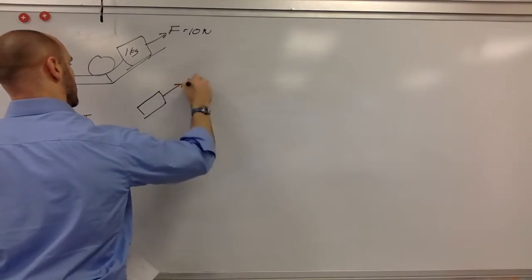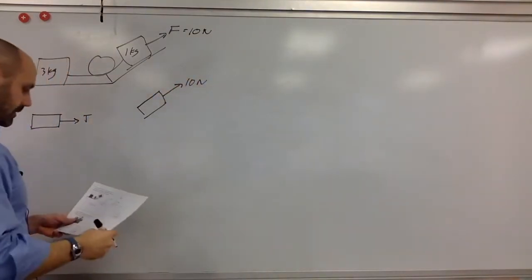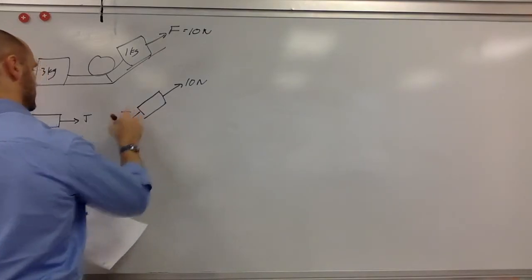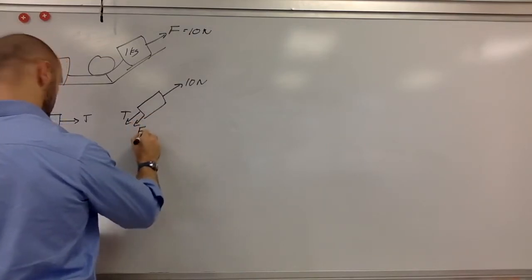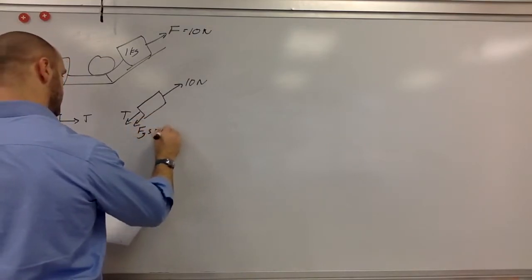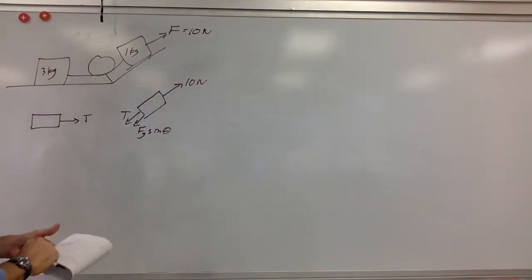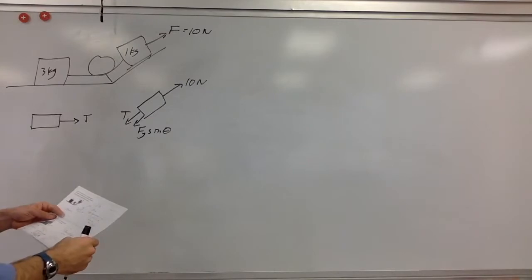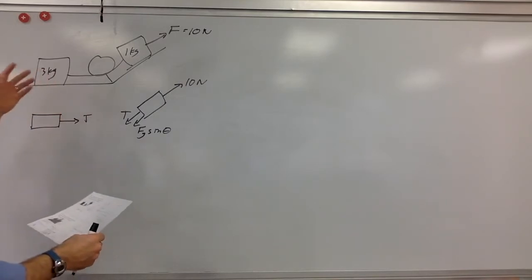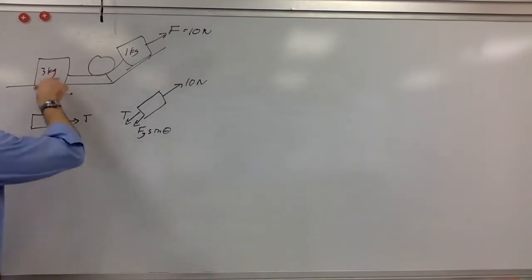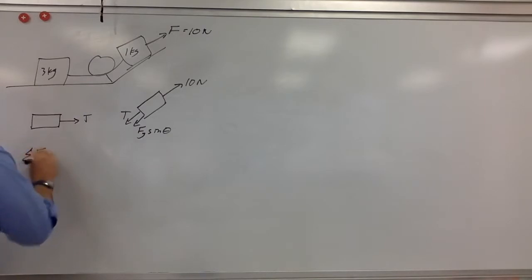For this 1 kilogram, there's 10 newton force up, and then I also have the tension pulling down, so it's the same as this. And then I'm also going to have this, which is going to be Fg sine of theta. That's the parallel force pulling down. Okay. And so they all have the same acceleration. Because this object only has one force on it, the net force is equal to ma. So that's the tension is equal to 3 kilograms times the acceleration.